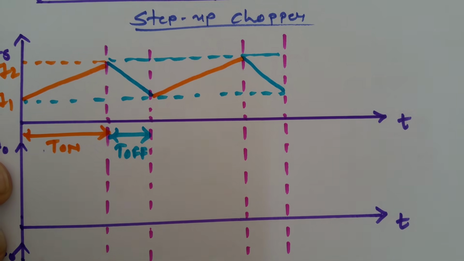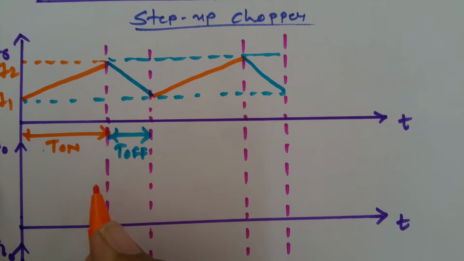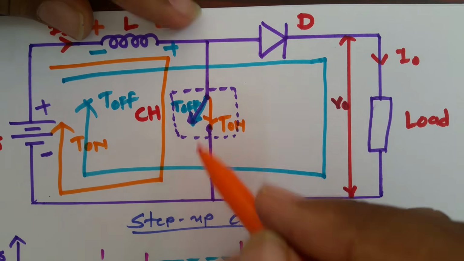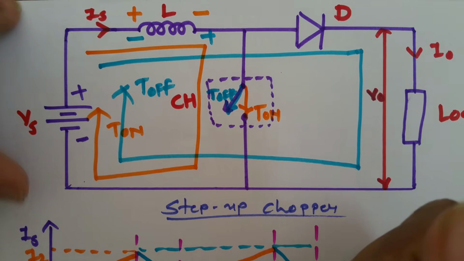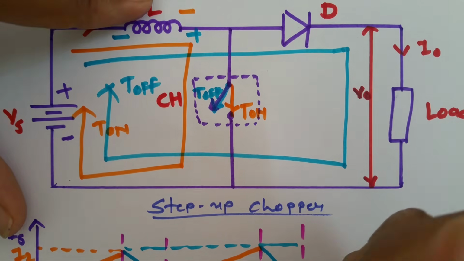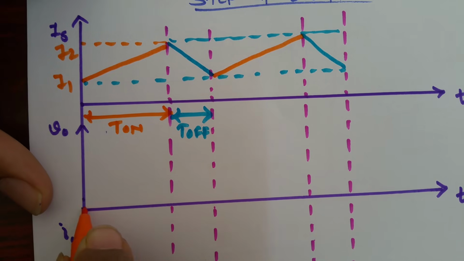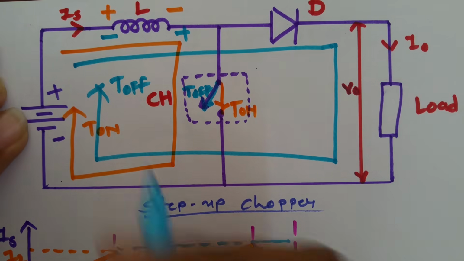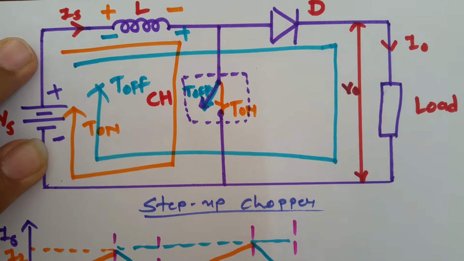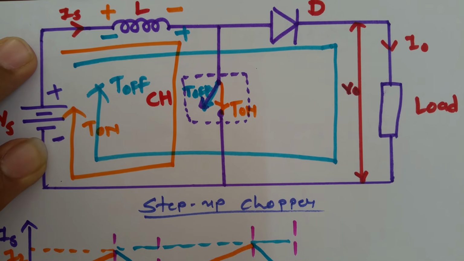Now what will happen with output? When this switch is on, this will be short circuit, and if it is short circuit, this Vs supply will not appear to the load, so output voltage will be 0. So output voltage is 0 when this switch is on, and when this switch is off, at that time this will appear to the load, so there will be some amount of output voltage.